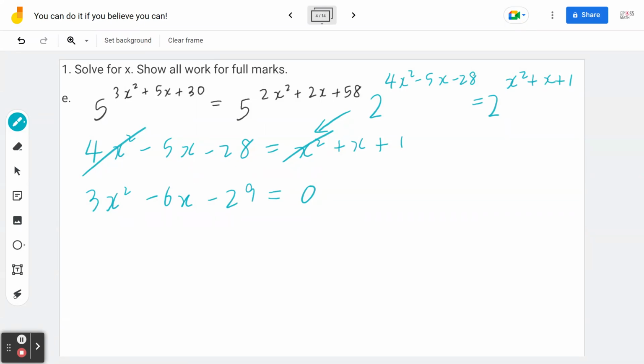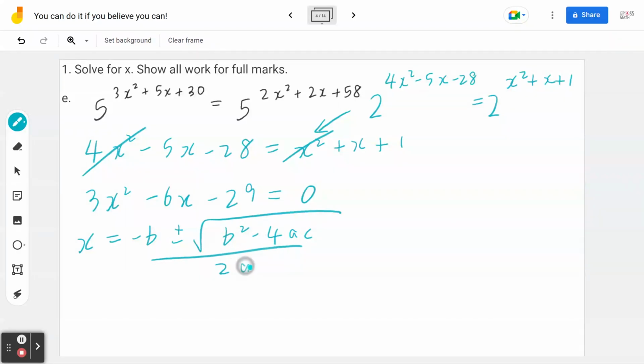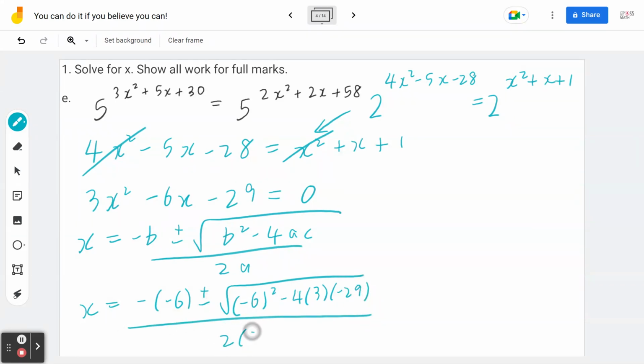Now, x equals negative b plus or minus the square root of b squared minus 4ac divided by 2a. So in this case, the values of a, b, c are 3, -6, and -29. So I'm going to go back and plug in -6 for b here, b squared minus 4 times a times c, divided by 2a. Okay. Now we're expecting decimals.